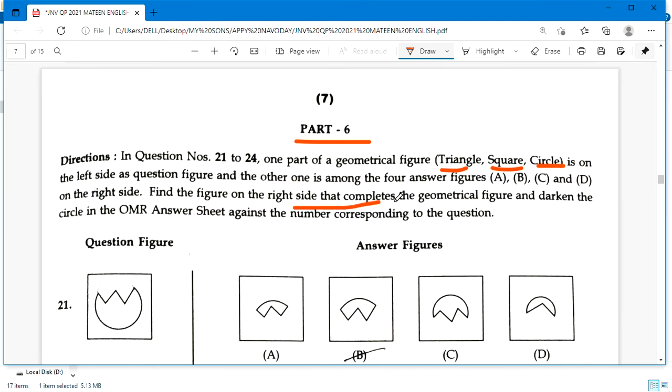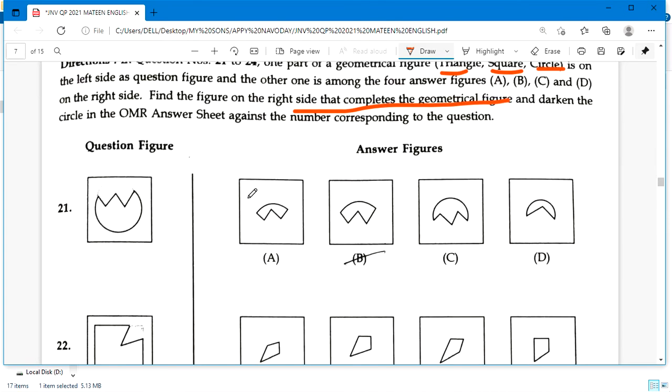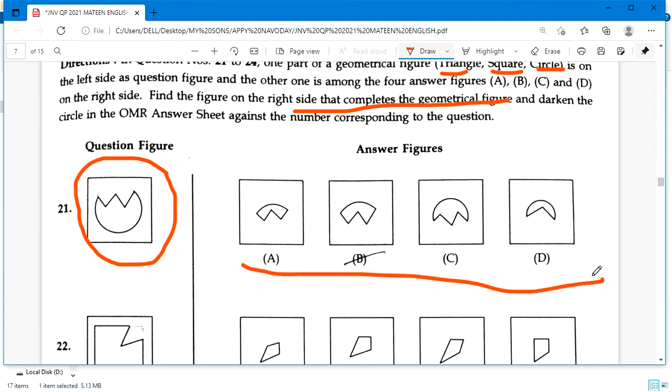Okay. So what we have to do, here they have given the question figure. So among these four figures, which figure is completing this question figure? Okay. We just have to make a complete circle.